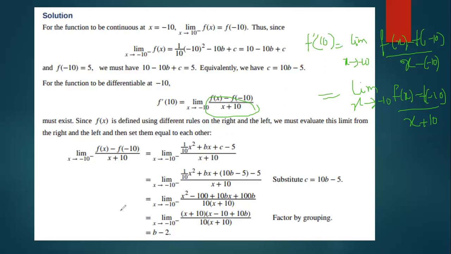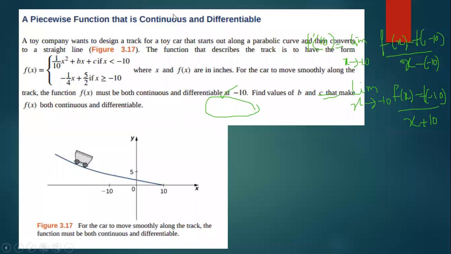So for differentiation, this will be equal to f of x. What is the value of f of x? f of x equals 1 upon 10 x square plus bx plus 5. So this is the value which is given to us. Okay, this value is given.